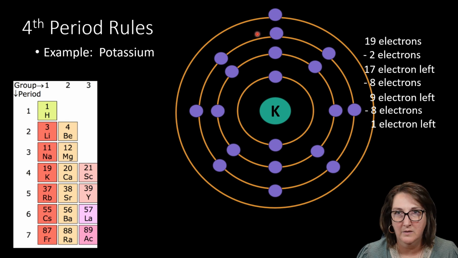We don't get into it in physical science, but I just like to tell students that this is why potassium and calcium will have 2 on the outside, but I have 4 rings, and it doesn't go exactly the way the rules do for the first 3 periods. Okay?